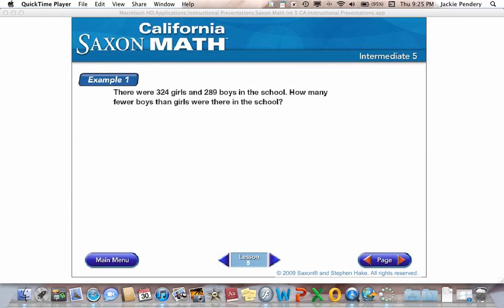Example 1 is telling us that there are 324 girls and 289 boys in the school. How many fewer boys than girls were there in the school? Well, we know that whenever we subtract, we always have to start with the greater number. And since it's asking us how many fewer, we're going to subtract. So we have 324 minus 289.